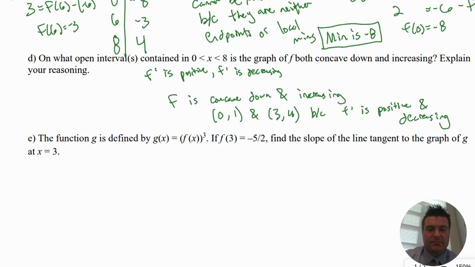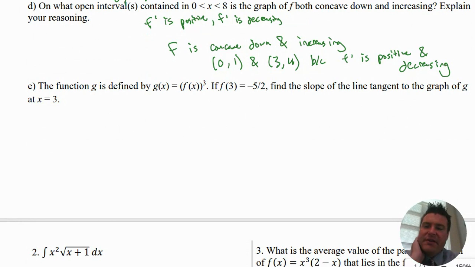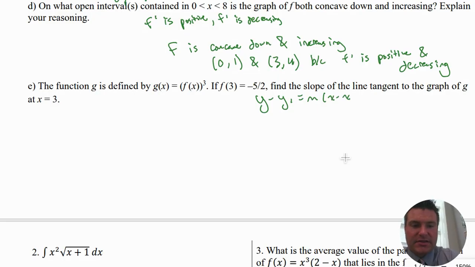I know I put that information up above, but I want to go in the format of answer because reason. Our last part here, we got a function g defined by g of x equals f of x all cubed. If f of 3 is equal to negative 5 halves, find the slope of the line tangent to the graph of g at x equals 3. So in order to find the slope tangent of g, I want to find out what g prime is. So really, I'm looking for y minus y1 equals slope times x minus x1.